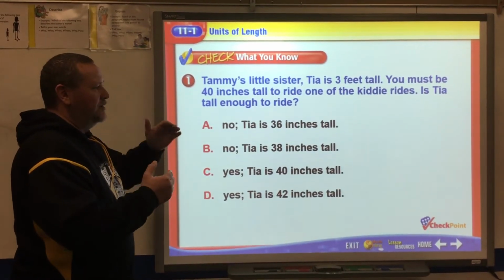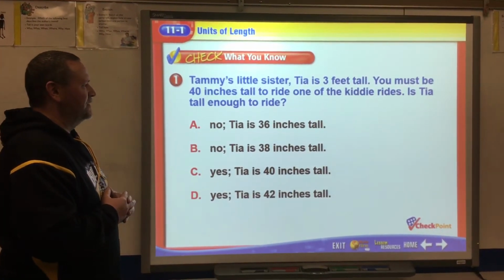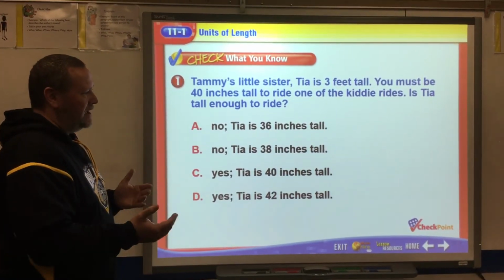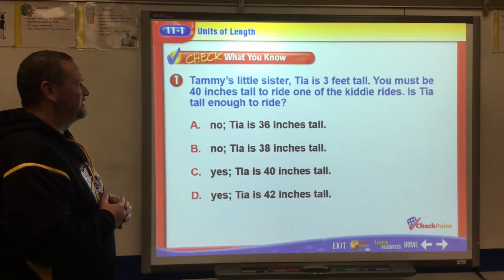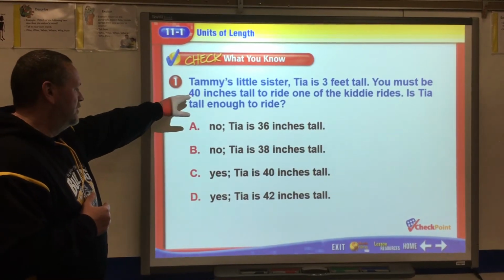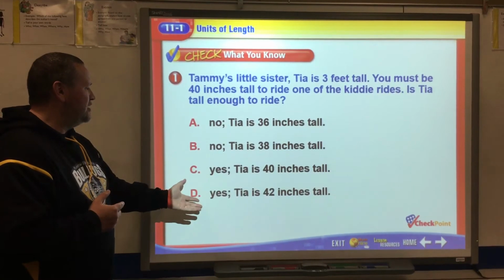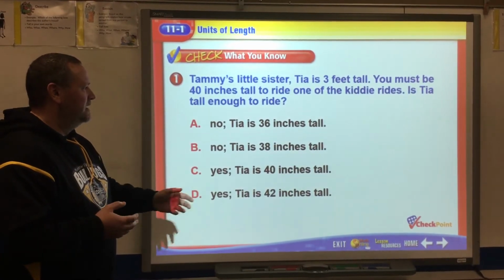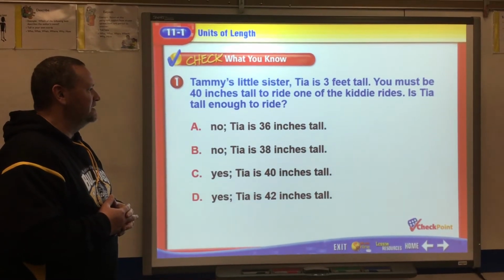So, again, you're going from feet to inches. So you're going to a smaller type of measurement. You have to multiply. Multiply by 12, because there's 12 inches in a foot. 3 times 12 is 36. She must be 40 inches. So the first part you can rule out, C and D you can rule out because she's not going to be tall enough. And the reason would be no, because Tia is 36 inches tall.